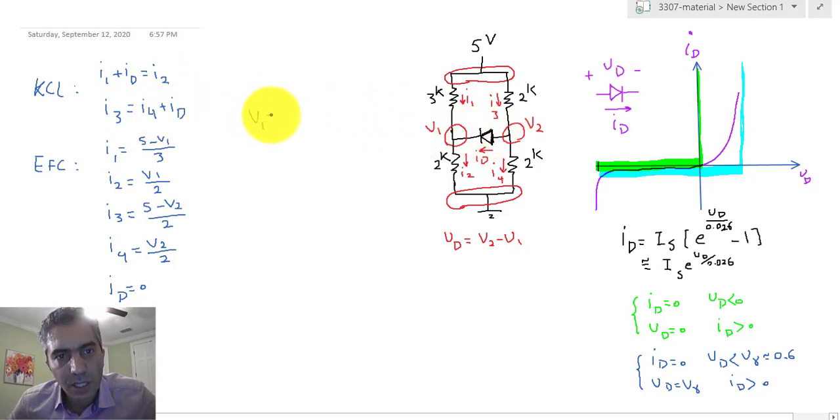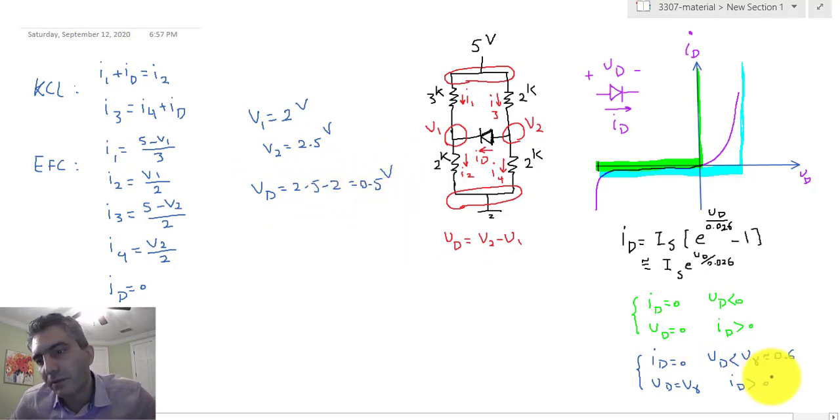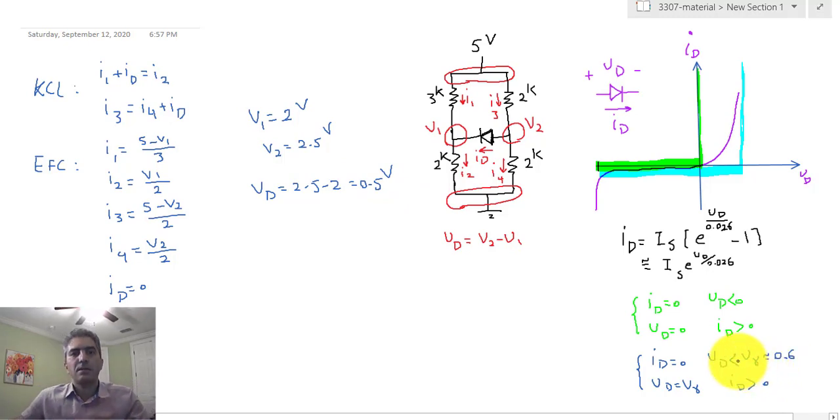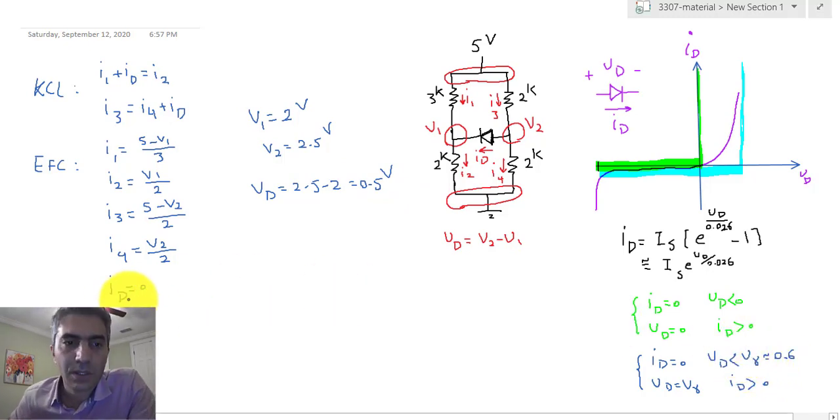In other words, V1 becomes 2 volts and V2 becomes 2.5 volts, basically voltage dividers right in the middle of 5, and therefore VD is 2.5 minus 2, which is 0.5 volts, and 0.5 volts is smaller than 0.6. Therefore, this assumption that I made is correct.